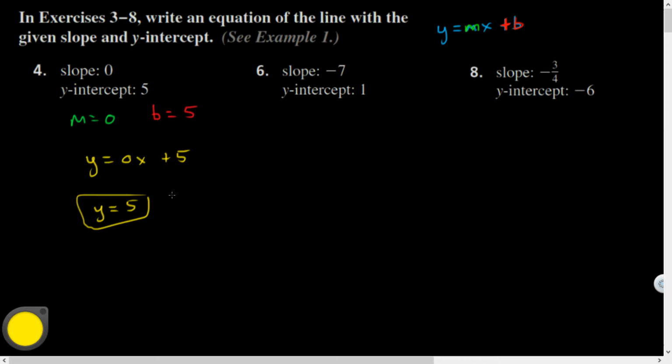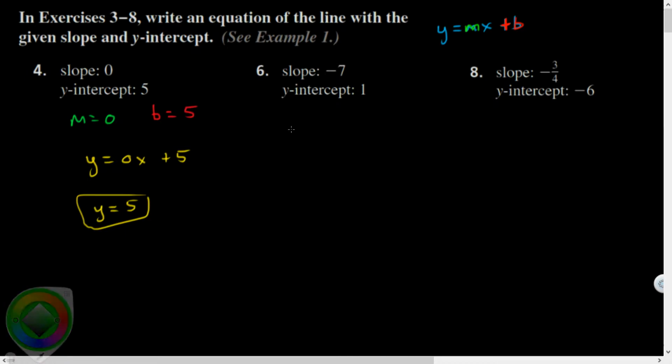What does that line look like when it's got a slope of 0? It's a horizontal line, so it'll be like this. Yep, you know it was one of them.